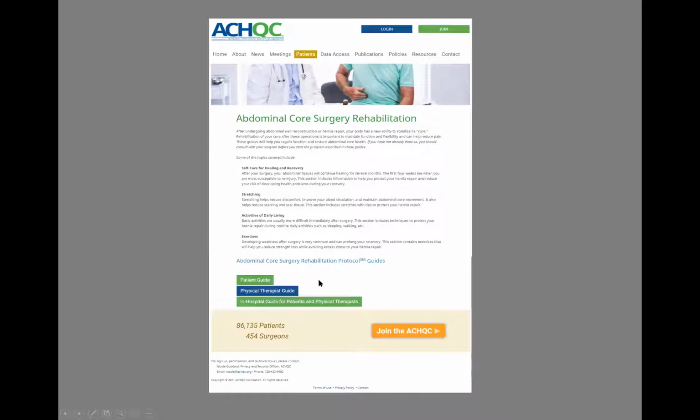Now, I have been in collaboration with physical therapists, both inpatient and outpatient, and I have printed out or forwarded this information, the physical therapist guide and inpatient guide for patient and physical therapist, to the hospital physical therapy department. So this is very, very helpful. This is how I initiate my collaboration with the hospital physical therapists and also outpatient physical therapists who I can depend on to refer my patients to after they have their surgeries or even before their surgeries.